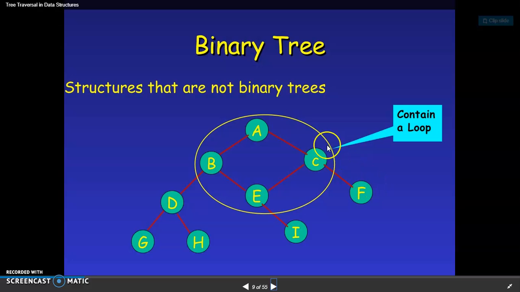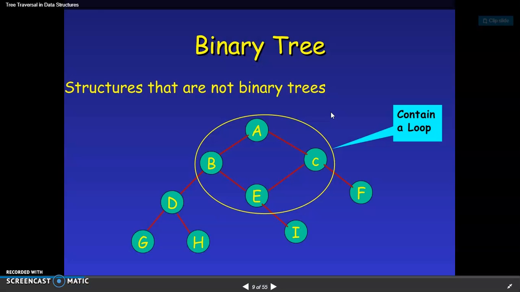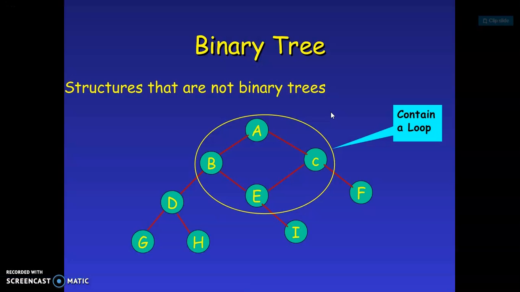Next, structures that are not binary trees. Generally, whenever you call a particular tree not a binary tree, it is because the tree has more than two child nodes. That is not a binary tree.